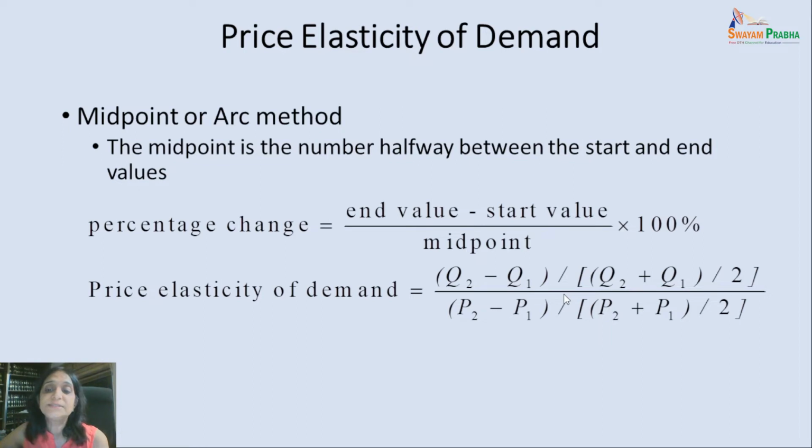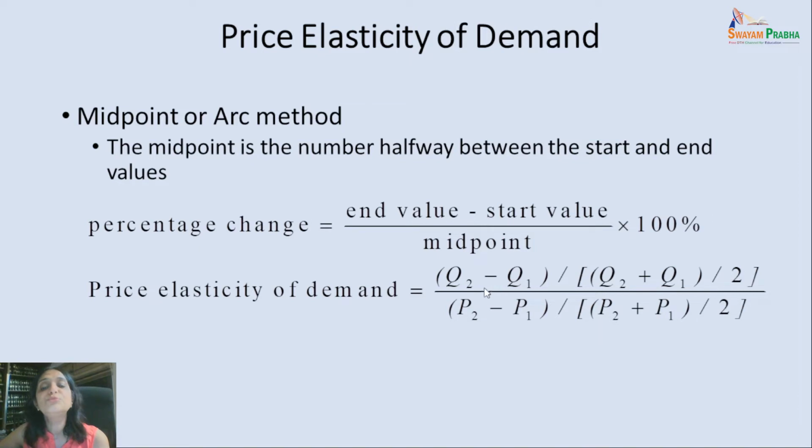This is divided by the average of the quantity demanded. How do we find the average? New quantity demanded given by Q2 plus original quantity demanded given by Q1. So Q2 plus Q1 is divided by 2. So this will give you an average or the midpoint, of what? Of the quantity demanded.